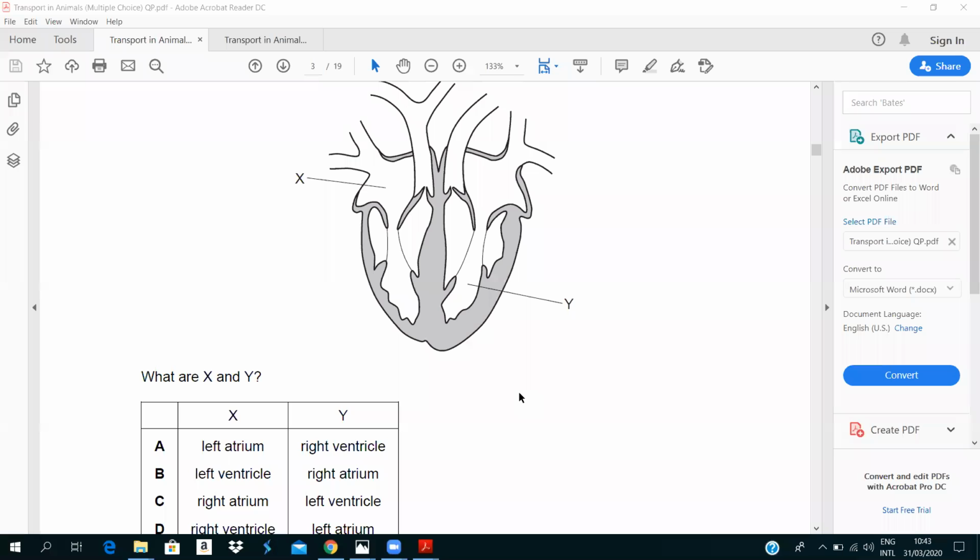It's number C. Number 3, right atrium and left ventricle. Thanks a lot, Iyad, the best student, mashallah.